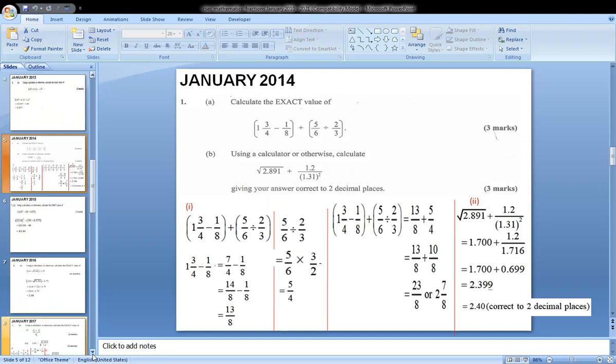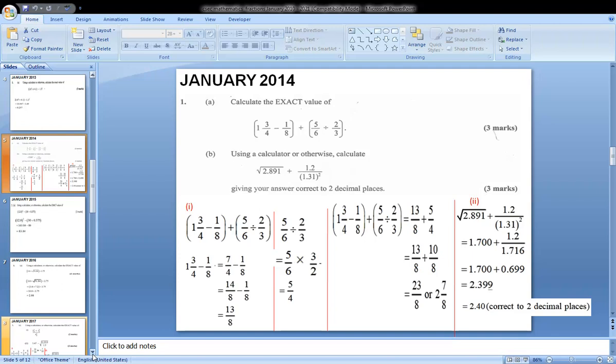It has two parts, A and B. It says calculate the exact value of 1 3/4 subtract 1/8. Then that is added to what is in the other bracket, 5/6 divided by 2/3, 3 marks. So let's work out the A part first.